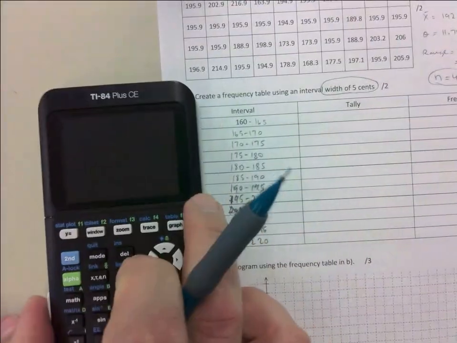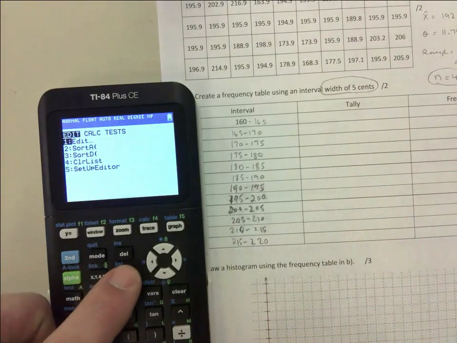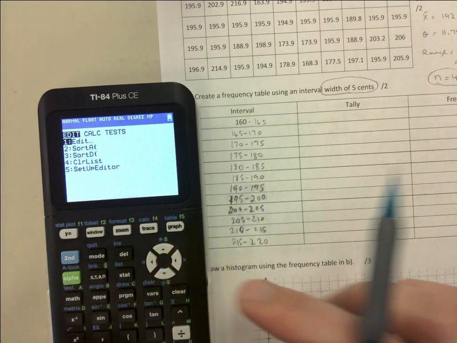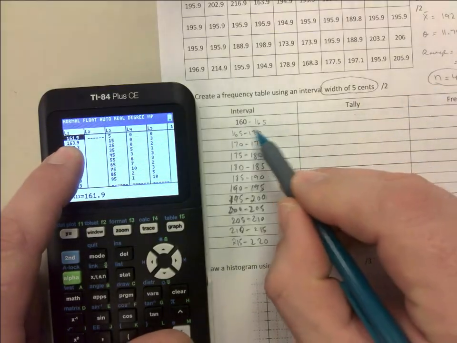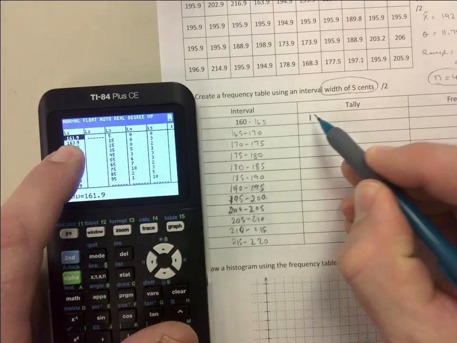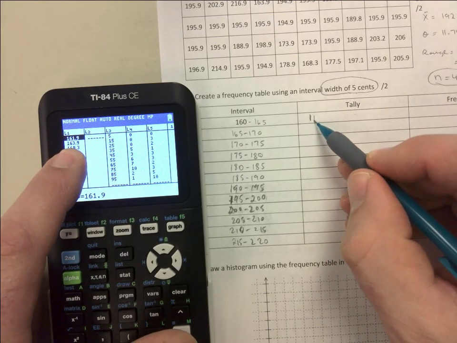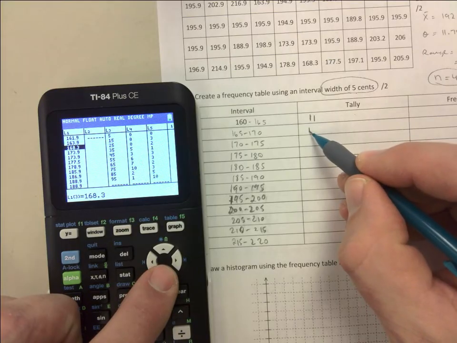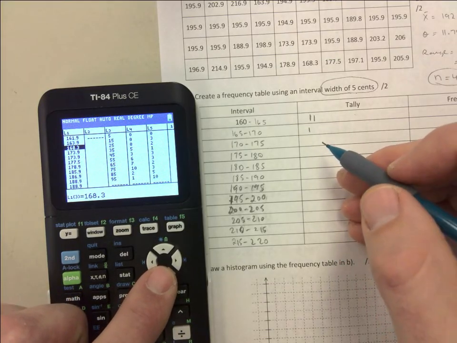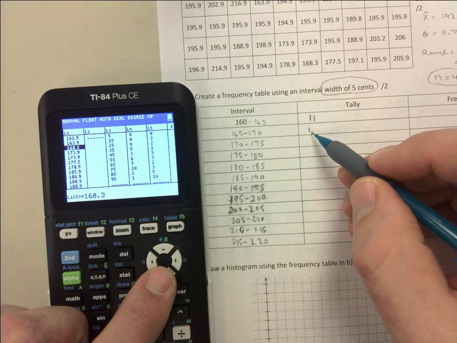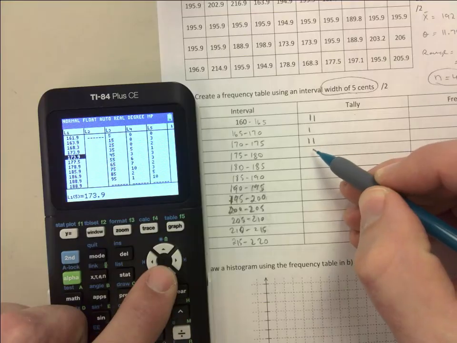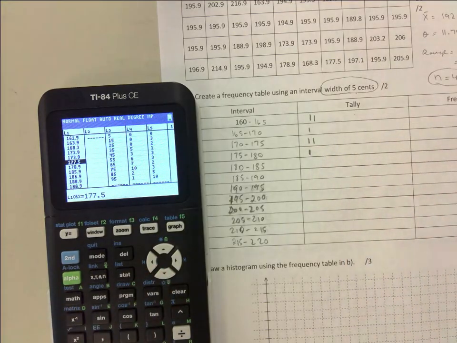Tally is when you actually go through your numbers, sort it. So I would first say sort your list. Okay, sort your list, perfect. You go to L1, and then 161.9 is between this, so you make a mark. 163.9 goes in there. I would actually use this. 168 gets you into the next one. 173 gets you in here. 173.9 goes in there as well. 177 goes in there. And so forth.